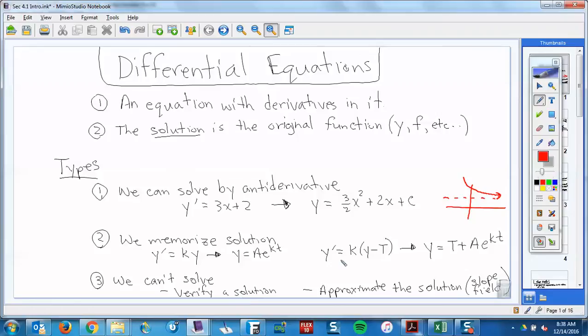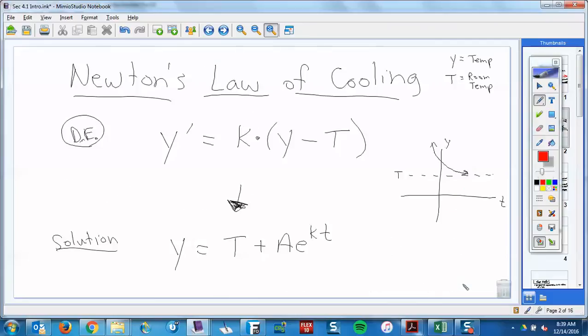and then approximating a solution. Now remember, the solution is the original function. So sure, sometimes we can find the original function by just doing an antiderivative. Sometimes we know the original function just because we memorized what it is. Sometimes they tell us the original function and we just verify that it is. What we're going to do here is graph the original function, kind of a sketch of the original function, which you'll see here in a little bit. Okay, so let's first do a Newton's law of cooling problem.